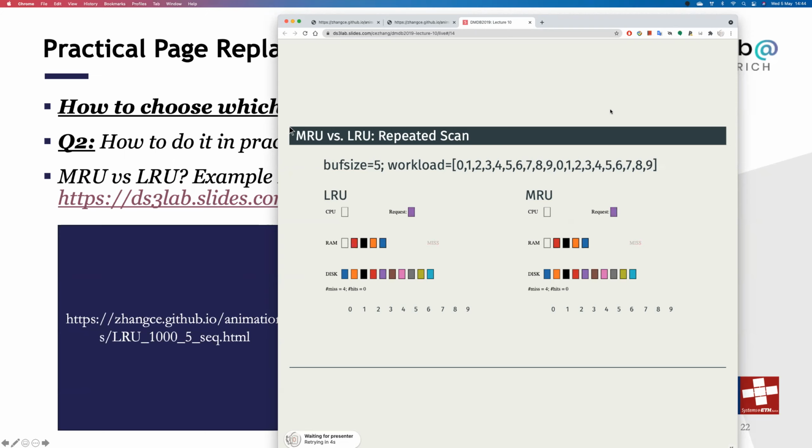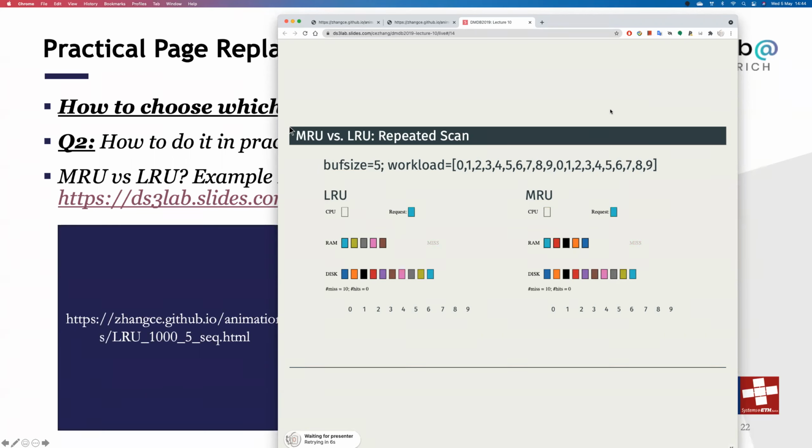For LRU, it's going to evict the blue one. For MRU, it's going to evict the purple one. You keep doing this. As you can see, in LRU it evicts different pages during the sequential scan, but for MRU, it always evicts a single page, one buffer slot. That's a difference in the access pattern. We keep doing this until the end of the first sequential scan.